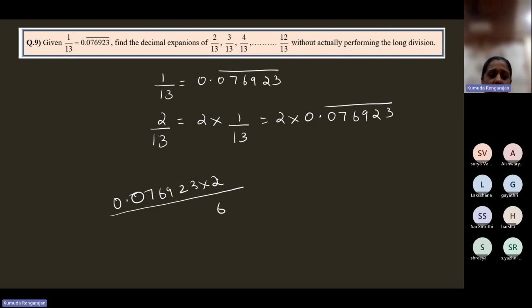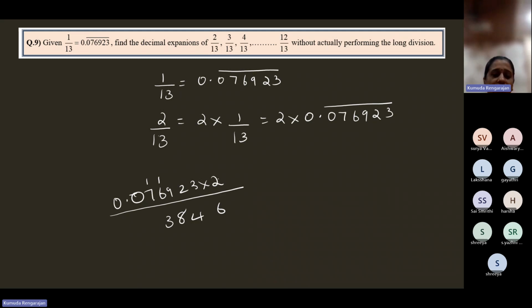2 3s are 6. 2 2s are 4. 2 9s are 18, 8, 1 carried over. 2 6s are 12 plus 1, 13, 3, 1 carried over. 2 7s are 14 plus 1, 15, 5, 1 carried over. 2 zeros are 0 and that 1 plus 0 is 1. 2 into 0 is 0. And how will you place a decimal point? After the decimal point there are 6 digits: 1, 2, 3, 4, 5, 6 digits. That's what we do.